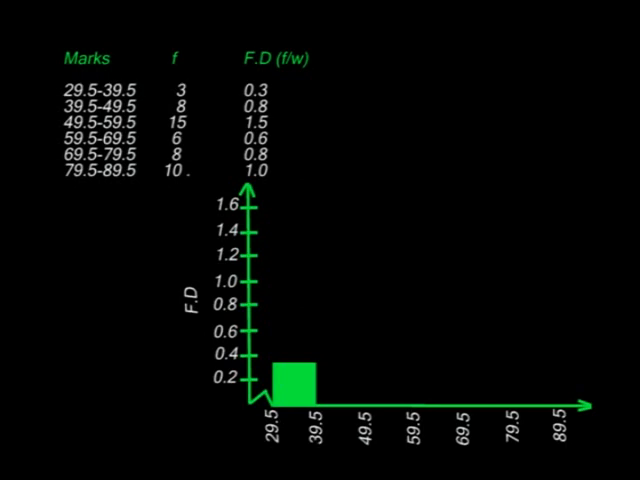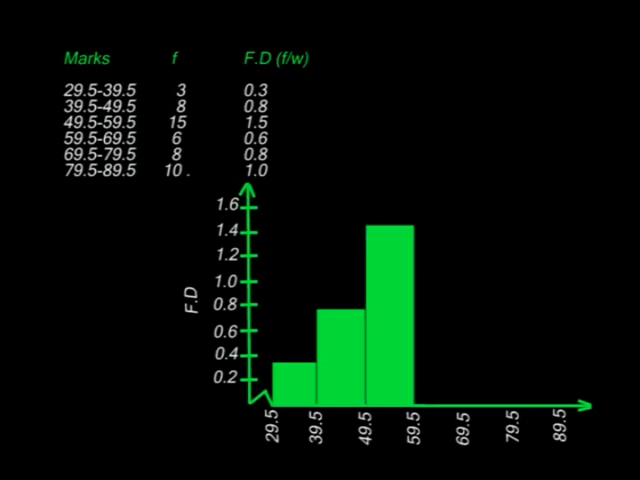Now where that class ends, it means the next one begins, because you realize the upper class boundary of the first class becomes the lower class boundary of the next class. For example, in the first two classes, 39.5 is the upper class boundary for the first class, and the same 39.5 is the lower class boundary of the second class. So the bar will be continuous, there will be no gap. So for the class 39.5 to 49.5, the frequency density is 0.8. The next class 49.5 to 59.5, the frequency density is 1.5.